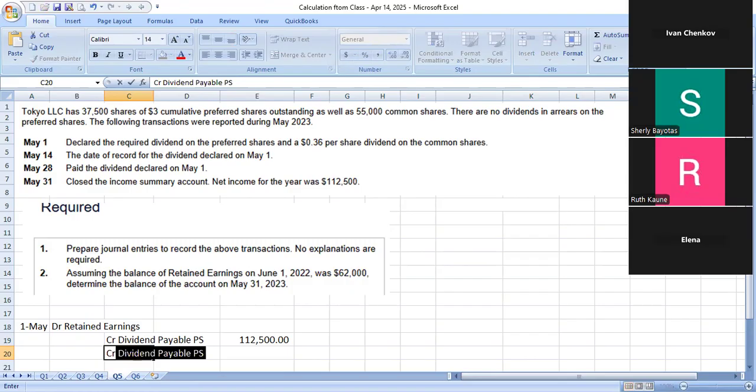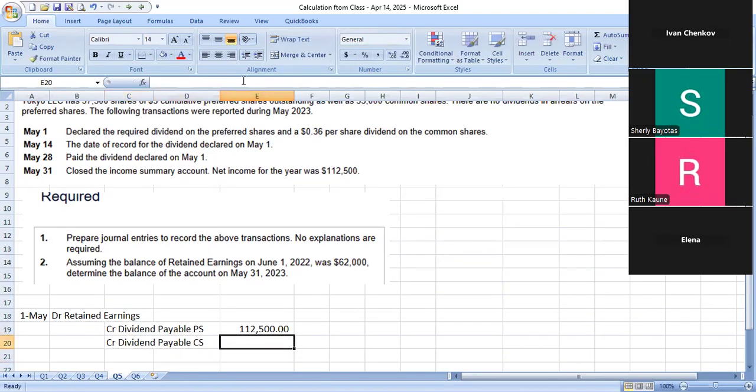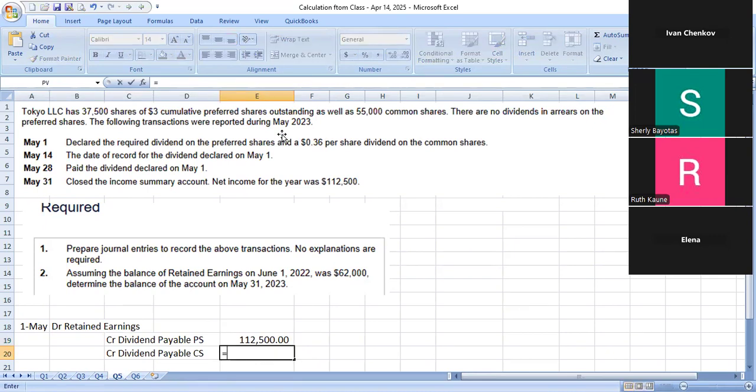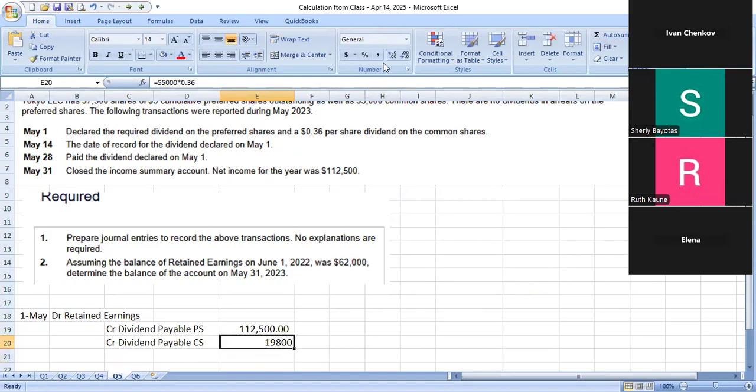What's the next one? Do we have to pay dividend on the common shares? Yes. Let's go, dividends payable on the common shares. I'm going to change this P to C, for common shares. How much are we going to pay the common shares? We have 55,000 times 0.36, right? We're going to pay $19,800 on the common shares. So in total, how much dividend do we have to take from the retained earnings? Plus that one is going to be exactly $132,300. And we cover May 1st.